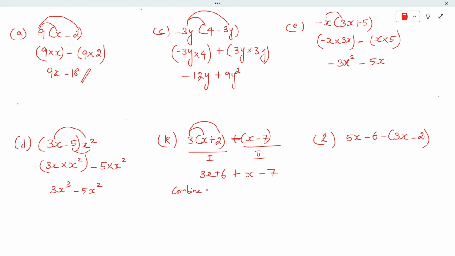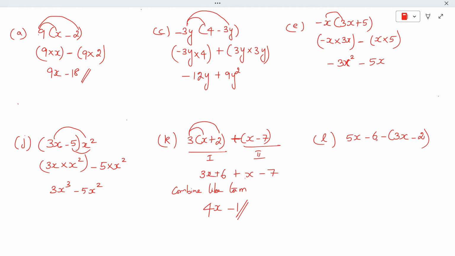When I'm combining like terms, 3x plus x will become 4x. If there is no coefficient, it is considered as 1, 1 times x. So 3x plus 1x is 4x, plus 6 minus 7 is minus 1. So here I am multiplying and simplifying it.